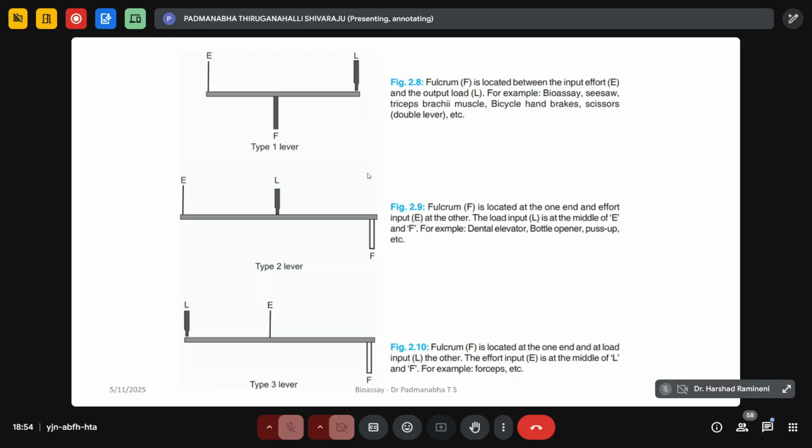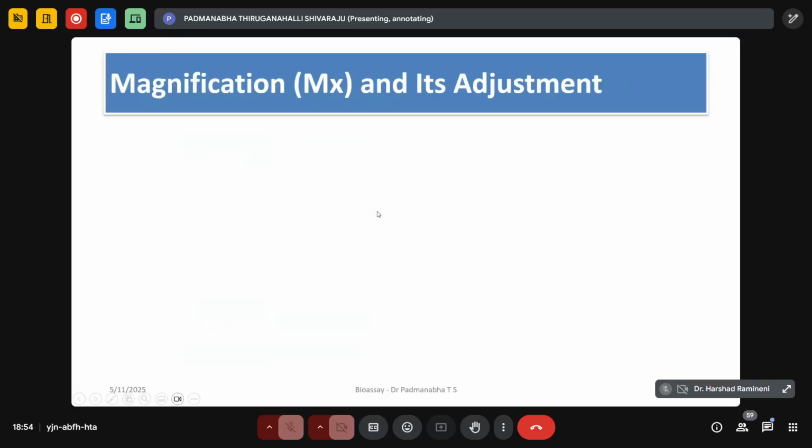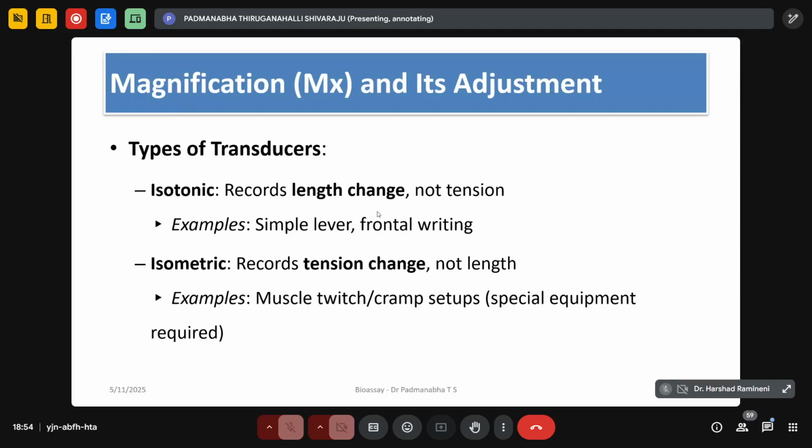If this goes wrong in magnification and lever adjustment, what will happen is, even though you get a tissue load, after administering the unknown compound, the effect will not be recorded properly. So, magnification and its adjustment.